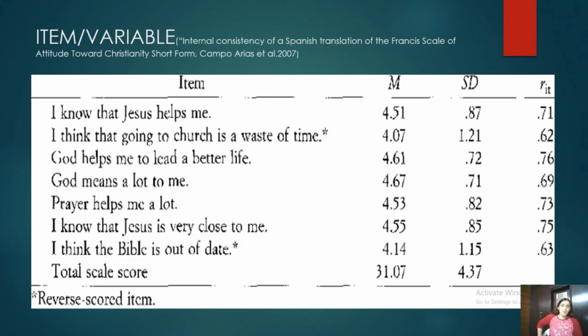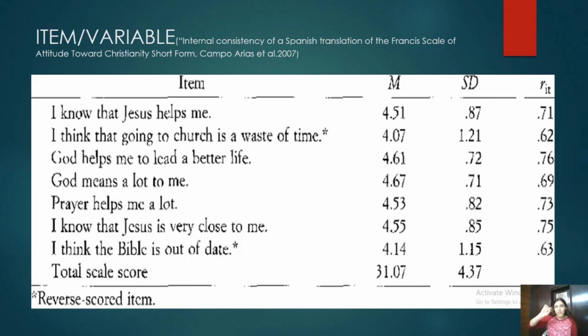Okay, once again, if you see the scale, I know that Jesus helps me. I think that going to church is a waste of time. Now look at this. The first statement is positively coded. So if somebody says, I know that Jesus helps me, and says strongly agree, then what should be the answer to, I think that going to church is a waste of time? What should be the number?